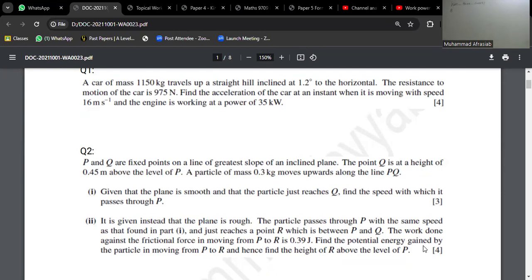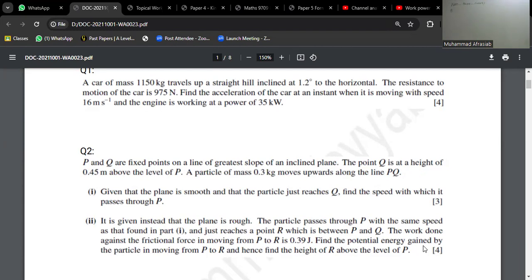A particle of mass 0.3 kg moves upward along the line of the slope PQ. Part 1. Given that the plane is smooth and the particle just reaches the point Q, find the speed with which it passes through the point P.